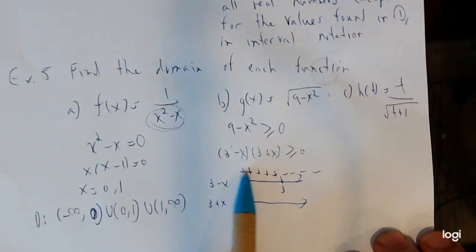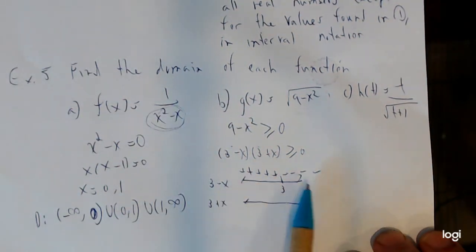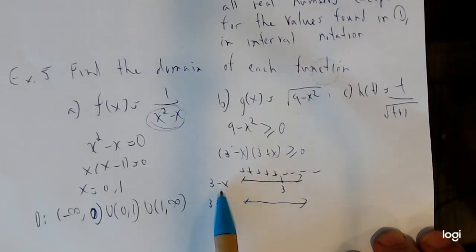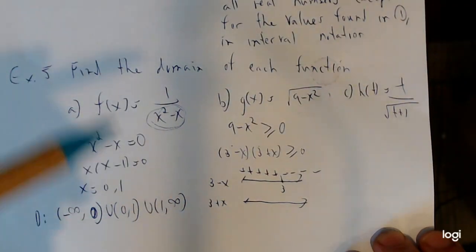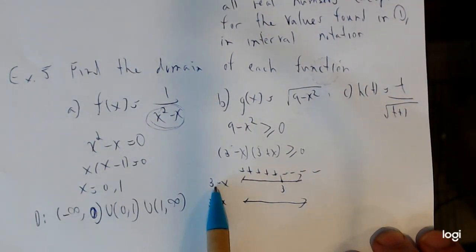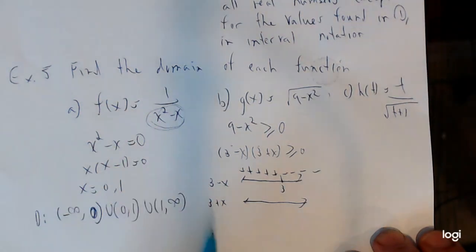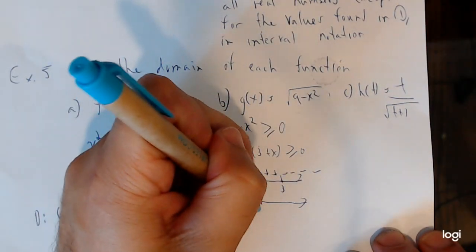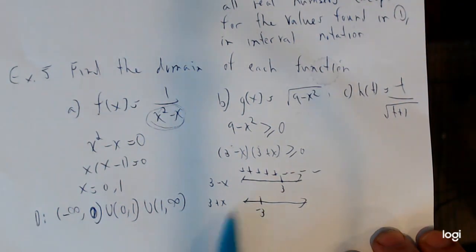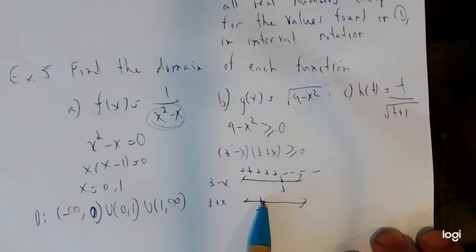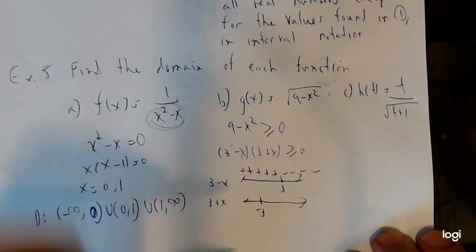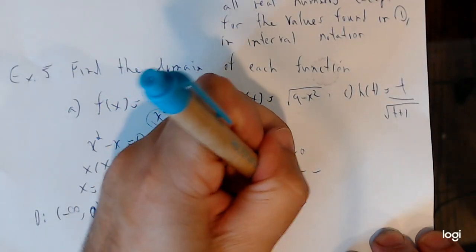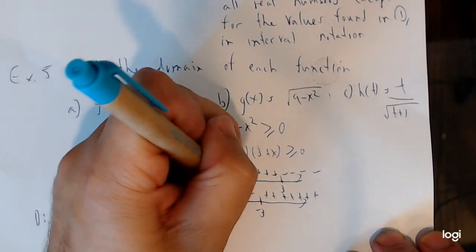So do you guys see what I'm doing here? I'm just making a sign chart for 3 minus x. When I'm greater than 3, is 3 minus x positive or negative? It's negative. When I go to the left, it's positive, right? Because if I plug in 2, I get 3 minus 2, which is 1. So same thing here. What's 3 plus x? When is that equal to 0? At negative 3. Now, what happens if I move to the right, like negative 2, negative 1, 0? 3 plus x is a positive number. And then when I go to the left, it's negative.